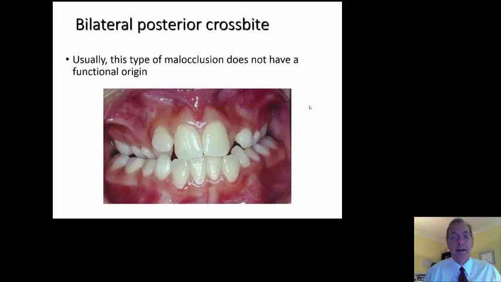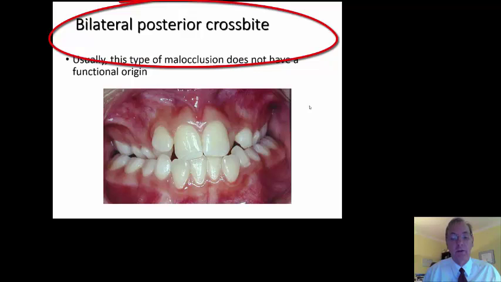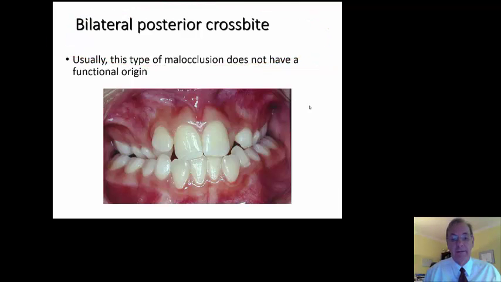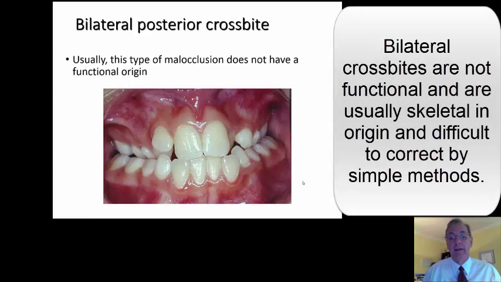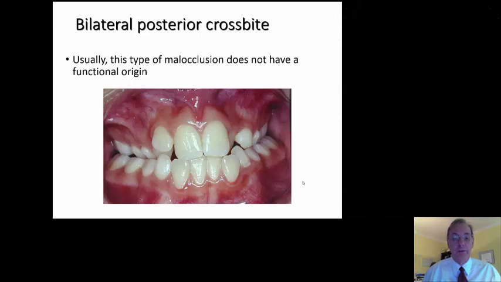You also have bilateral posterior crossbite that will not actually be addressed in this lecture. Because the crossbite is bilateral, it doesn't have a functional origin. It's usually caused by a hypoplastic maxilla. It can also be caused by a dental alveolar problem, but usually these crossbites are associated with skeletal malocclusions and are difficult to treat, so we will not address these problems in this lecture.